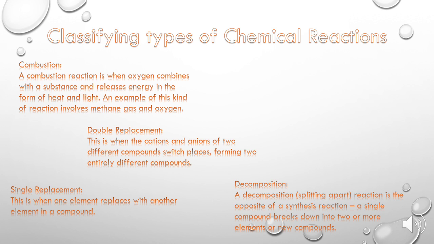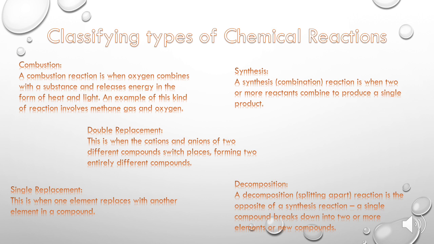Next, we have double replacement. This is when the cations and anions of 2 different compounds switch places, forming 2 entirely different compounds. And lastly, synthesis. A synthesis combination reaction is when 2 or more reactants combine to produce a single product.